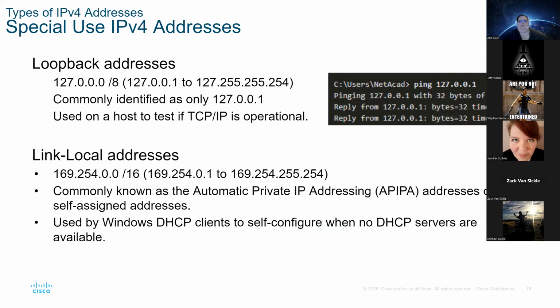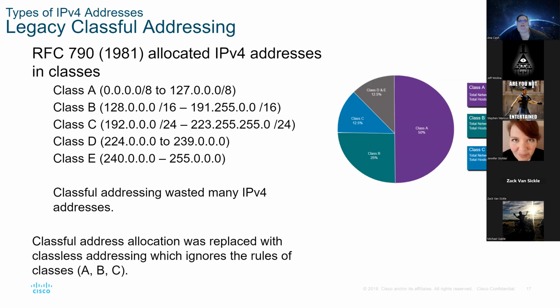Link local addresses, legacy classful addressing. They briefly mentioned this, the 5 different classes. This is one of those things that historically it's nice to know, but it's also one of those Google is your friend, so you'll remember that it's out there.